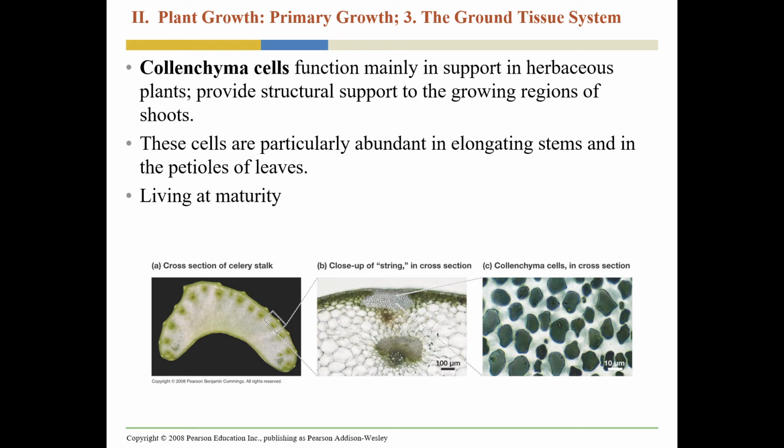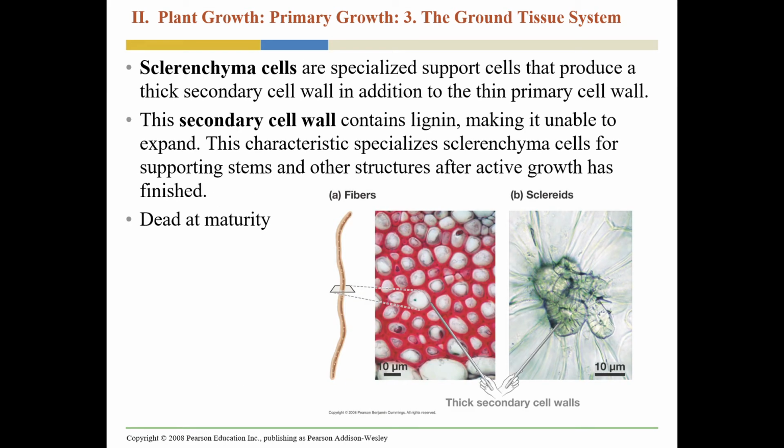Collenchyma cells are mainly for support in herbaceous plants, providing structural support. They're abundant in elongating stems and petioles, and these are also living at maturity. So you see the celery stalk there. The strings in celery are made up of collenchyma cells. It's kind of fibrous, and it produces the bulk, the support, I should say.